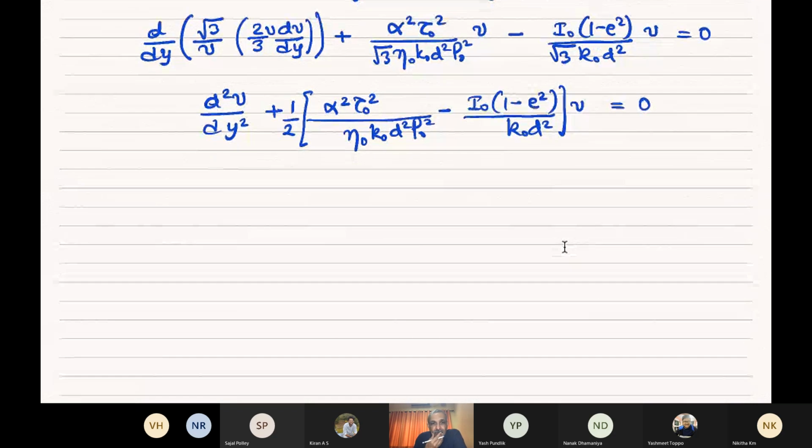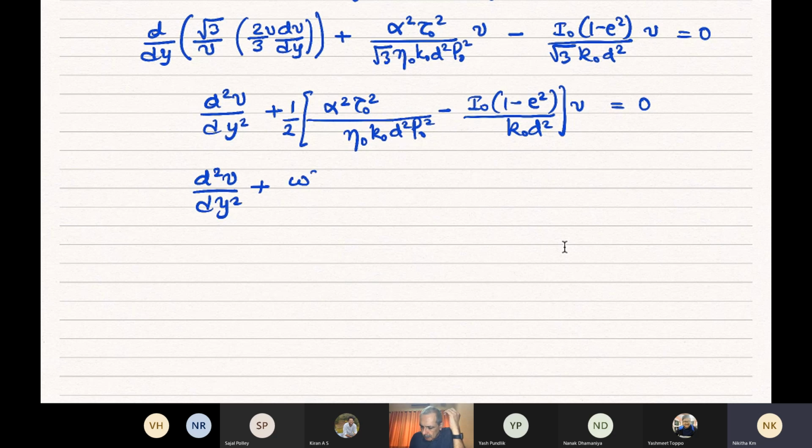So if we write this governing equation as d squared v by dy squared plus omega squared v is equal to 0.